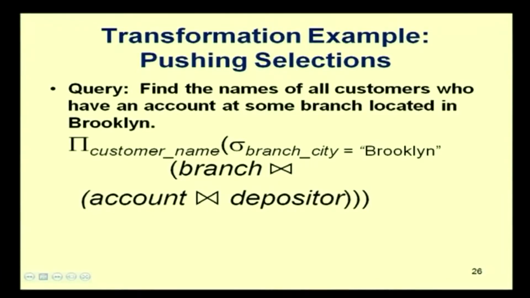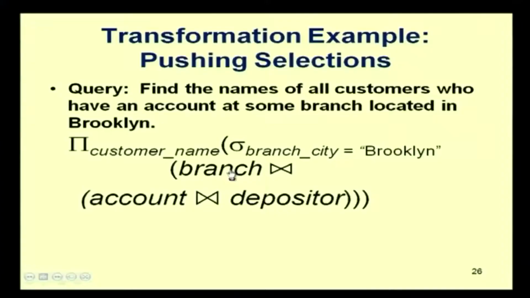Find the names of all customers who have an account at some branch located in Brooklyn. This is the example query. So, what we want to find, that is the project operation, is customer name, and you want to select those who have an account at some branch located in Brooklyn. So, here you are selecting the branches, where branch city has to be Brooklyn. We are trying to find the customer names of all customers who have an account in a branch that is located in Brooklyn.